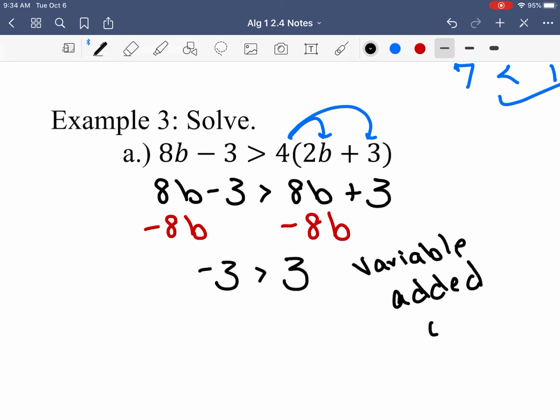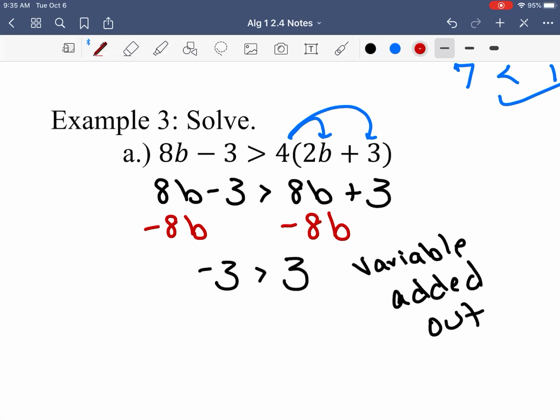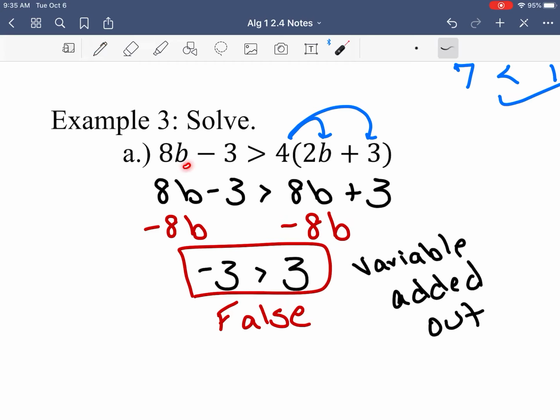Okay, that's okay. If you remember from a previous section back in chapter 1, if that happens, we look to see, is the resulting sentence true or false? Is negative 3 greater than 3? Not last I checked. So no, this is a false statement. Since this is a false statement, that tells me that there is no number b. I can't put anything in here to make this guy work. There's no way this side could ever be bigger than this one.